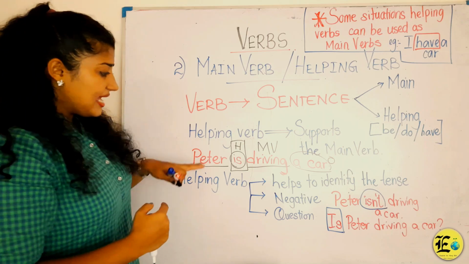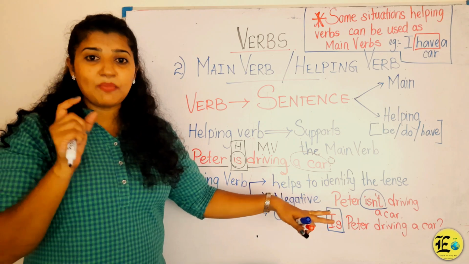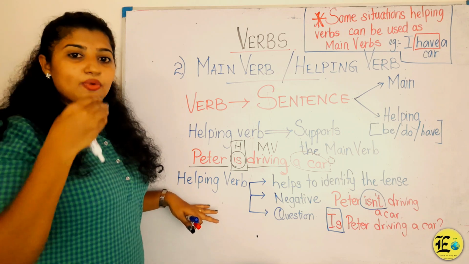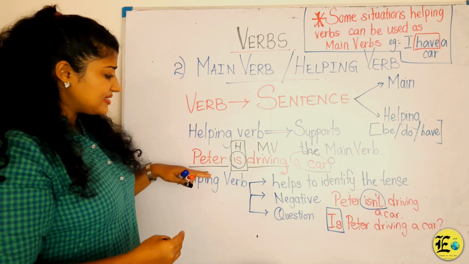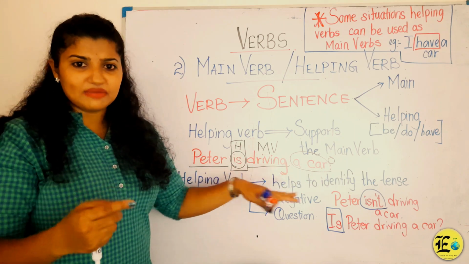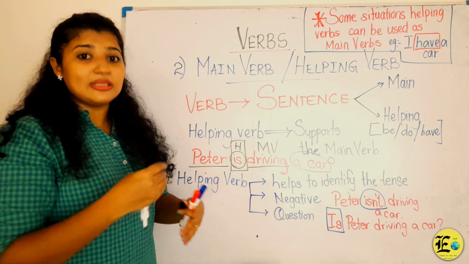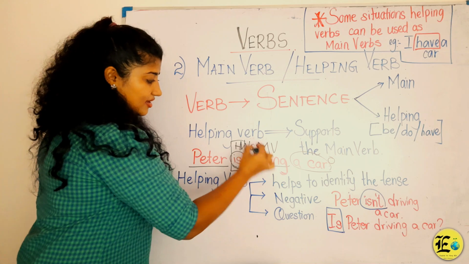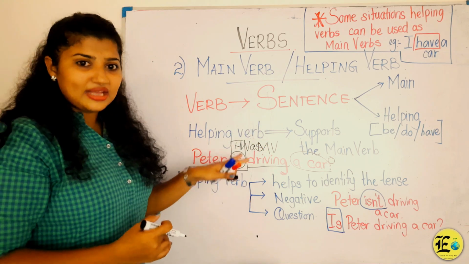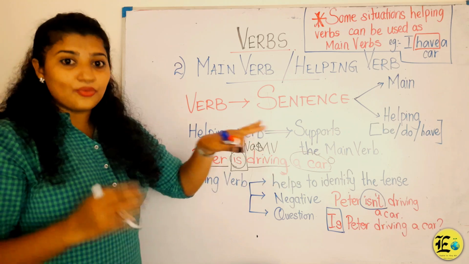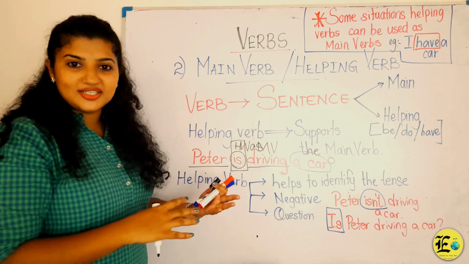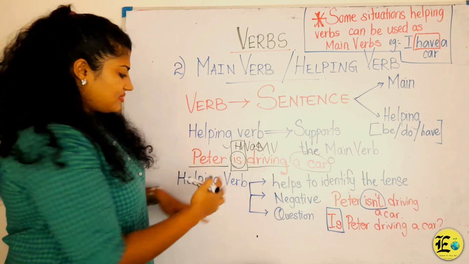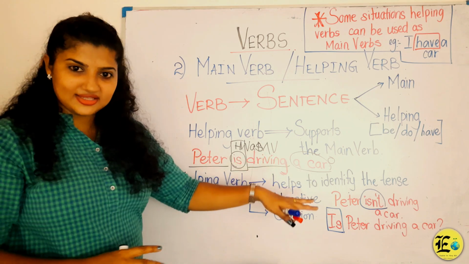Now let's see. A helping verb helps to identify the tense. The important function done by a helping verb is that it helps to identify what tense the sentence belongs to. If I say, Peter is driving a car, we know that Peter is driving a car at the moment, so it belongs to the present continuous. But if I put "was" here, which is the past tense of "is", that is also another helping verb. We know now that this is past continuous, because Peter was driving a car. That means he was driving a car in the past. So remember, helping words help us to identify the tense at first.